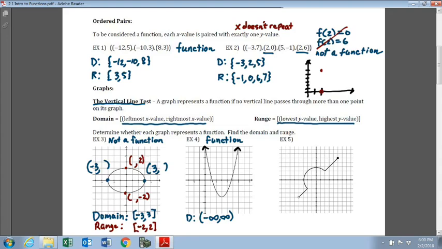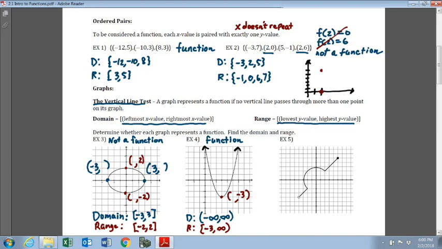Let's look at the range. So we do have a lowest point, and the y value there is -3. And then this thing goes up forever, so there is no highest point. So there won't be a biggest y value. So our range goes from -3 to infinity.